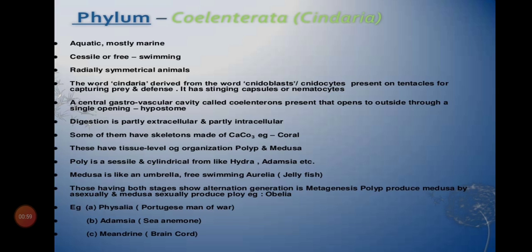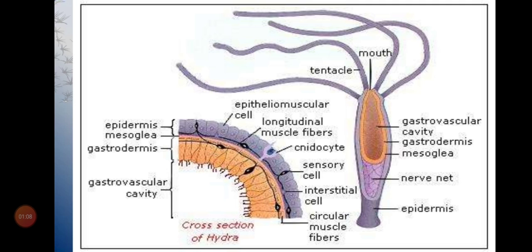Next, Phylum Coelenterata. Coelenterata means tissue level started, and a very important characteristic is the cnidoblast or tentacle. This tentacle helps for movement and also escape from predators. It also started to release some toxic substance, and this tentacle is the characteristic you can see in the Coelenterata group. Cnidocytes and cnidoblasts.